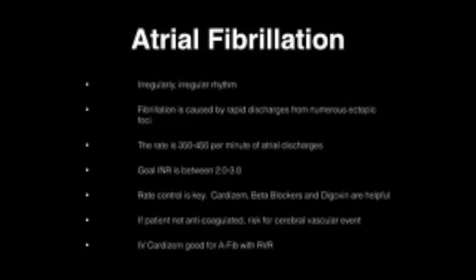These patients need to be anticoagulated, especially if it's going to be ongoing. If Coumadin is used, the goal INR is between 2 and 3. The reason for anticoagulation is because with atrial fibrillation, blood tends to be stagnant in the atria, and thrombi are known to develop, and this does put the patient at risk for a stroke.